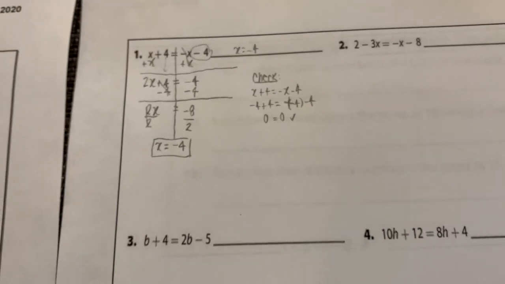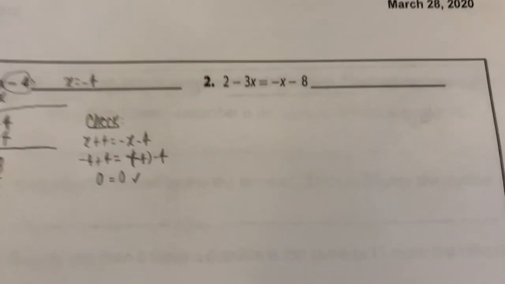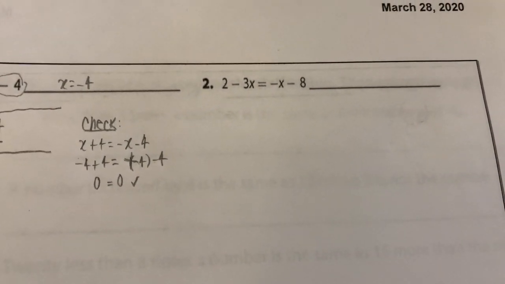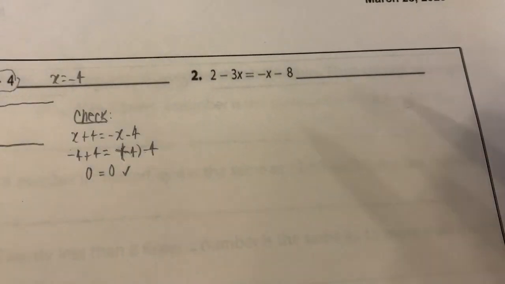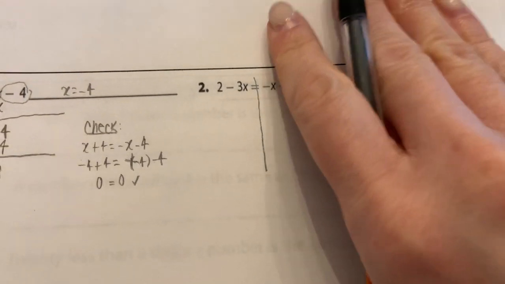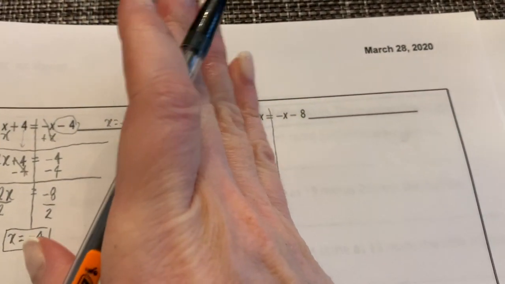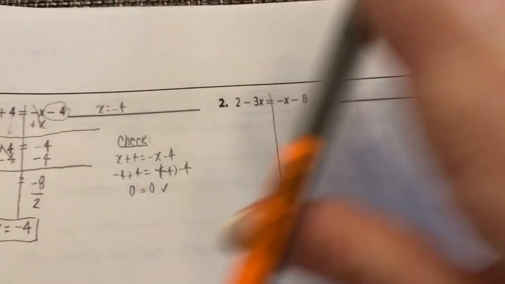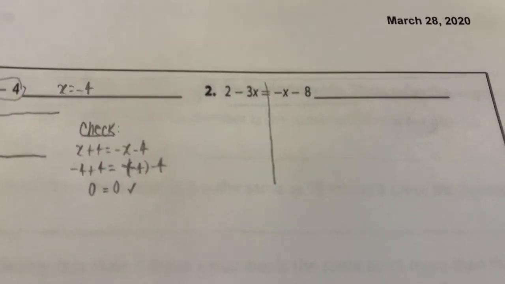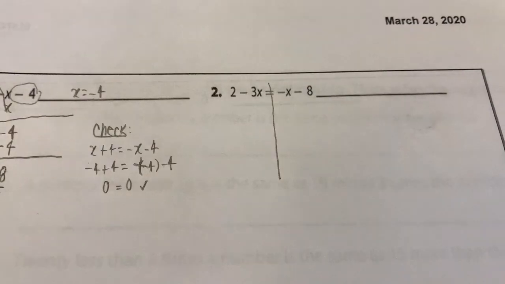Okay. Let's try number 2 together. Okay, following the steps. First thing we do is we draw our line and we look on each side of the equation and see if there's anything we can simplify. No. No. Okay, so now my first order of business is going to be to bring any variables that are on the right over to the left.